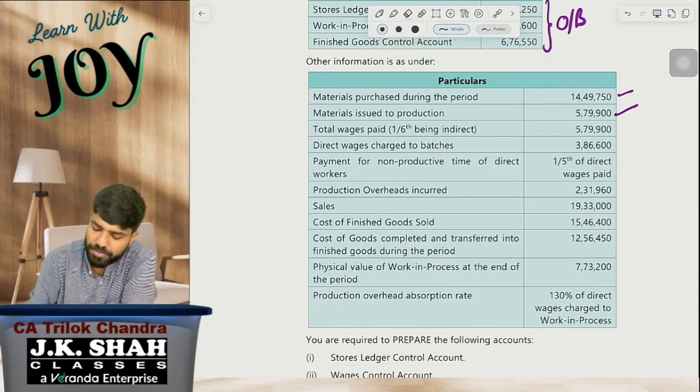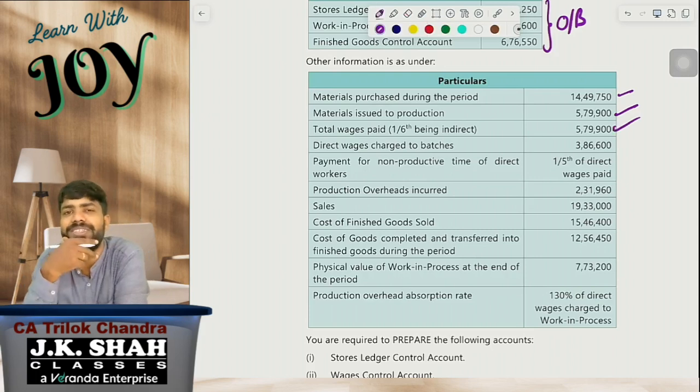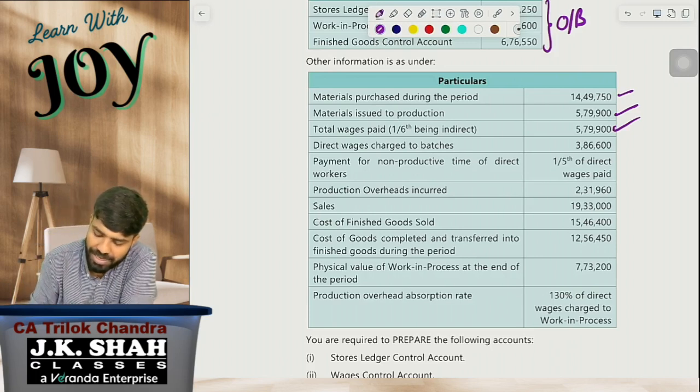Okay, now total wages paid 5,79,900. So the entry for this is wages control account debit to cash or bank. Next, direct wages charged to batches. That means accounted to batches.